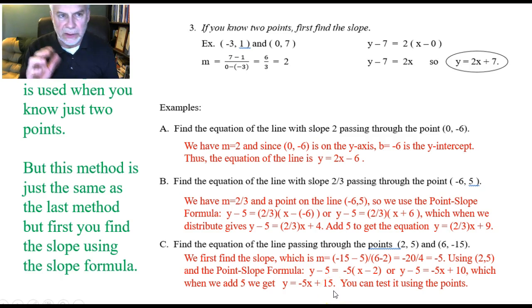And I would always, as a student, I would always test my solutions. I would plug the 2 in and 5 for the y and see if that works. And then also plug in 6 and negative 15 for x and y and see if that works. If you have checked and it works for both pairs of points, you should be 100% sure that you've got the correct equation for that line. Okay? So there's no guessing around. You can be 100% sure.